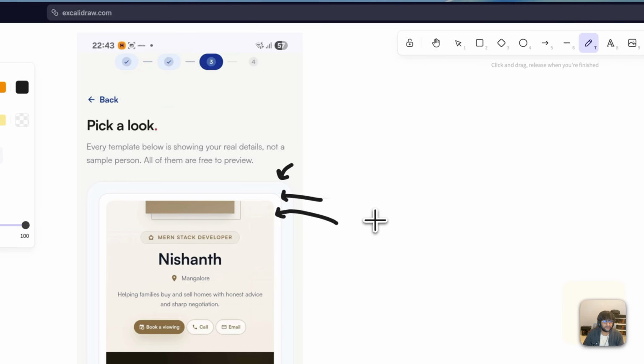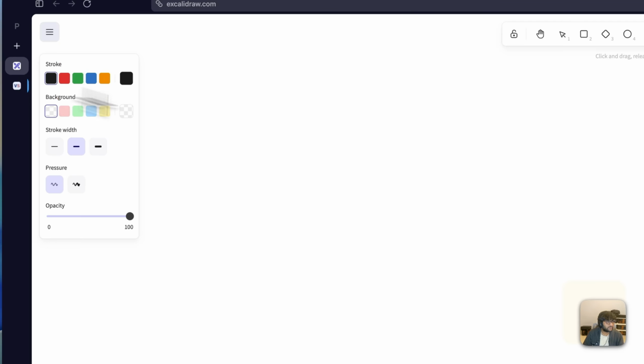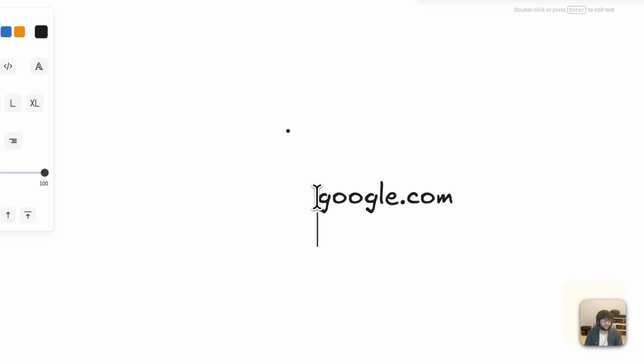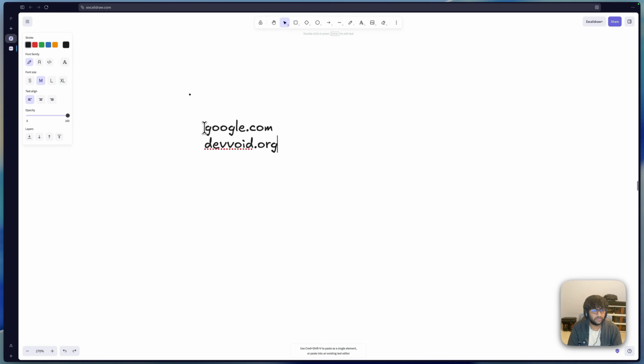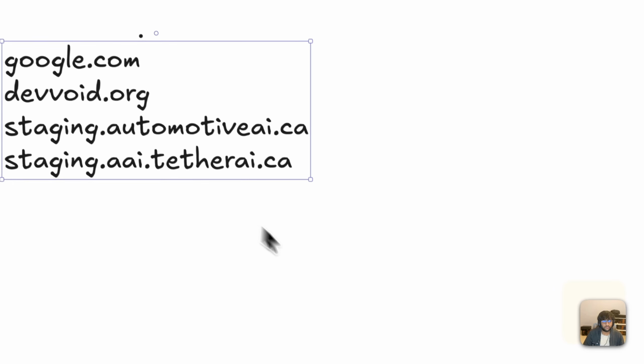I'll just go to Excalidraw so it's a little bit easier. I'll just type them. So we have google.com. Then we'll take DevVoid.org. I'll remove this because it's the same kind of structure. And I'll put staging.automotiveai.ca because it's a subdomain structure that I want to explain. I want one more level, so I'll go with staging here. Cool. So we'll take these three and see how they come across in the tree structure.